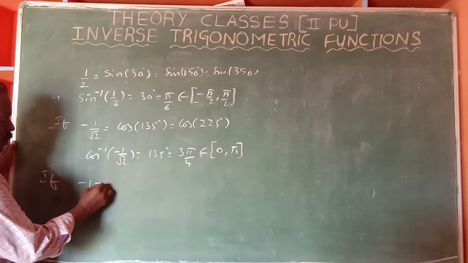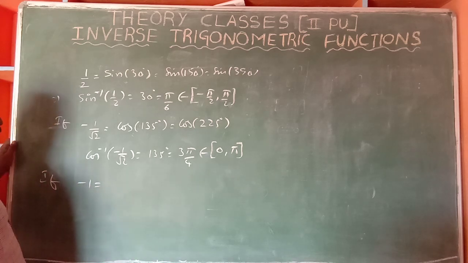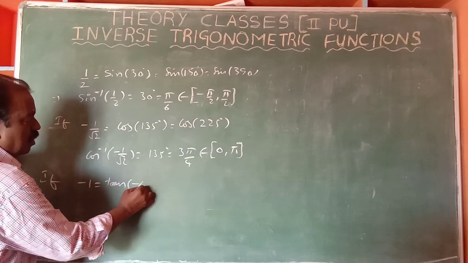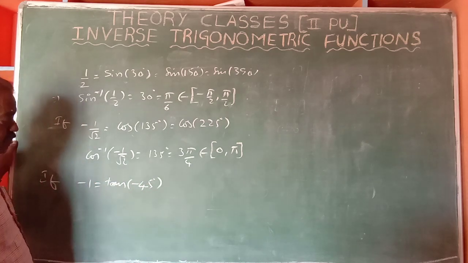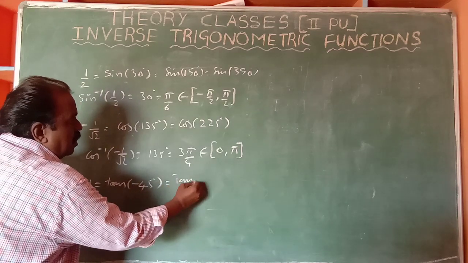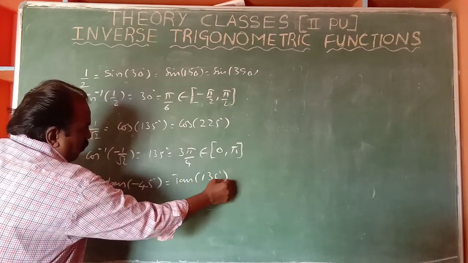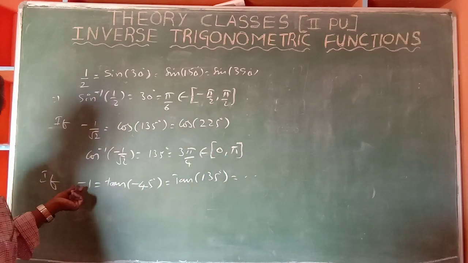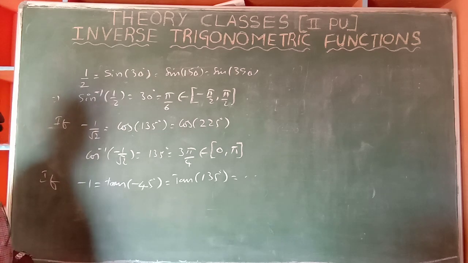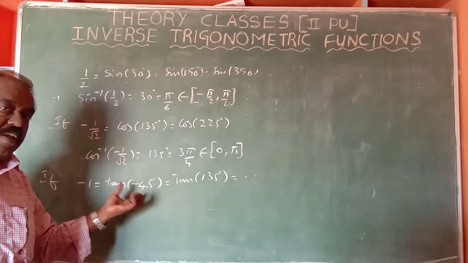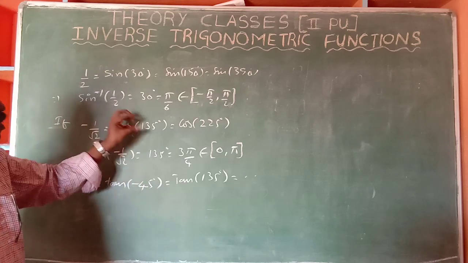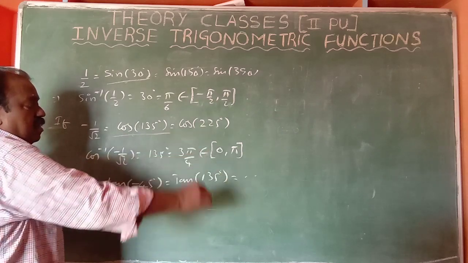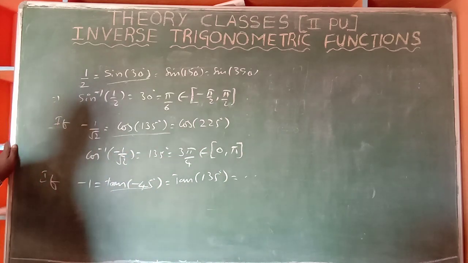Suppose minus 1 is there. Minus 1 is tan of which angle? Minus 45 degrees, or tan of 135 degrees and so on. So many angles give the same number minus 1. But the very first one is minus 45. I have to take the first one only. In the case of sine, cos and tan, only the first value we have to take.